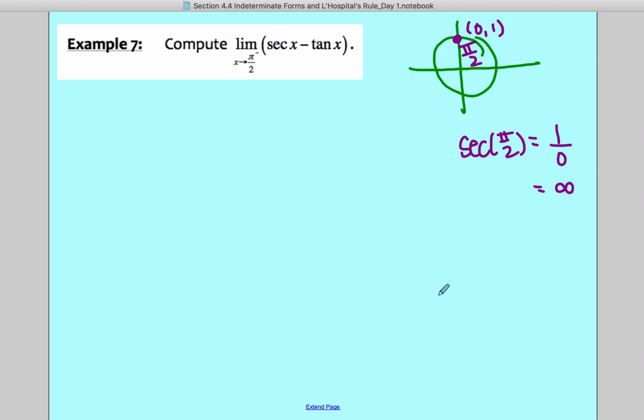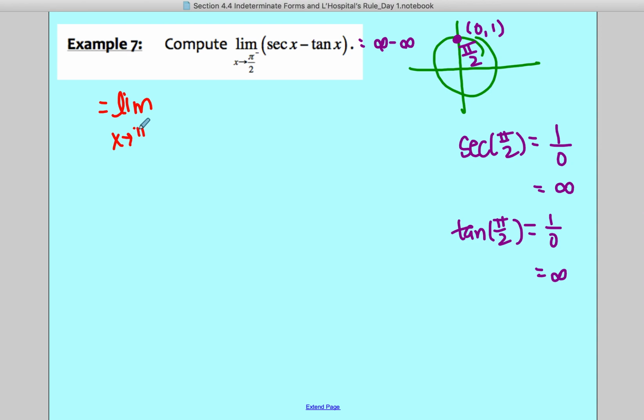And then tangent at pi over 2. Tangent is sine over cosine. My sine value is 1, my cosine value is 0, so that is infinity. So I have an infinity minus infinity. Our goal is to rewrite by getting a common denominator. Right now I don't have fractions, but I can rewrite my trig functions so that that comes into play.